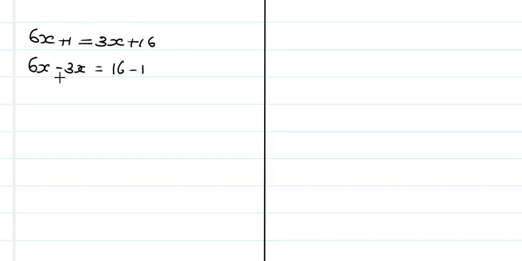So 6x minus 3x will be 3x, is equal to 16 minus 1, which is 15. And to get the value for x, I need to divide both sides by 3. So when I do so, I'll get 3 by 3. So it will be x is equal to 15 divided by 3, which is 5. And that becomes the solution for that question.